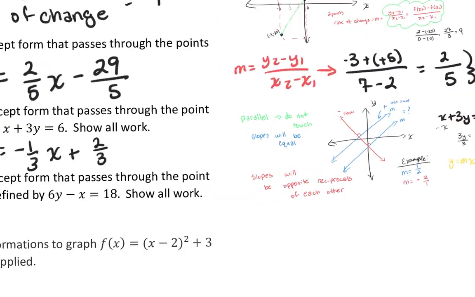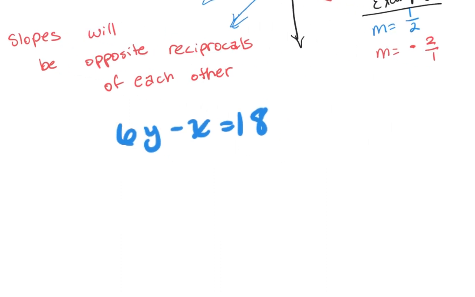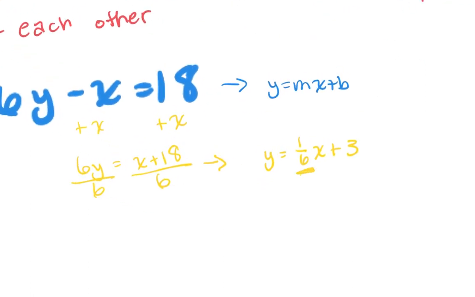So, let's look at what we were given. We're given a line 6y minus x equals 18. We can go ahead and put that into y equals mx plus b form by moving stuff around. So I'll go ahead and move this x and divide everything by 6. And that will give us y equals 1/6 x plus 3. Okay, so this is the slope for the line we're perpendicular to.